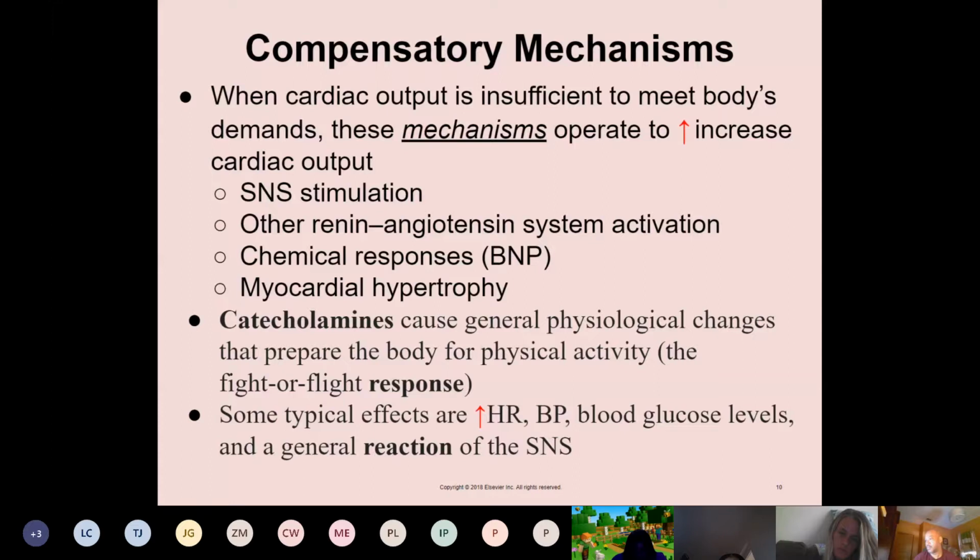All right, so I want you guys to look at your sympathetic nervous system as well as your parasympathetic, and I did outline what actually happens when the sympathetic stimulation occurs versus the parasympathetic, and they're just opposite. If you learn one, then you know the other.